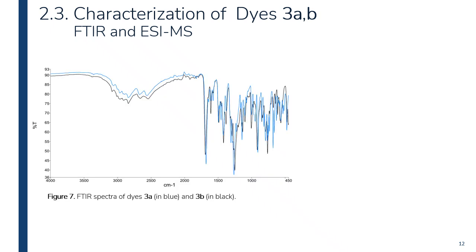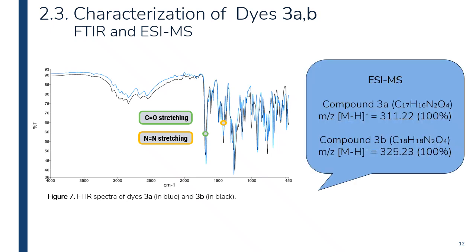The intense bands located between 1680 and 1700 are attributed to the stretching vibration of the carbonyl group of the carboxylic acid. Also, the presence of the azo bond is evidenced by bands between 1500 and 1600. The structure of the compounds was also confirmed by electrospray ionization mass spectrometry (ESI-MS) performed in the negative ion mode.